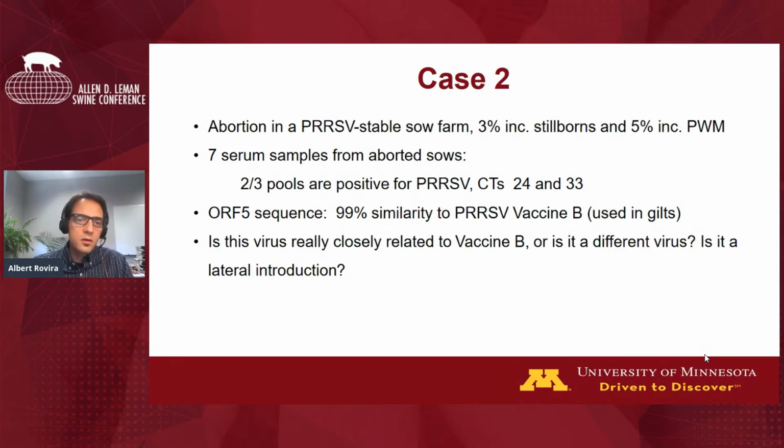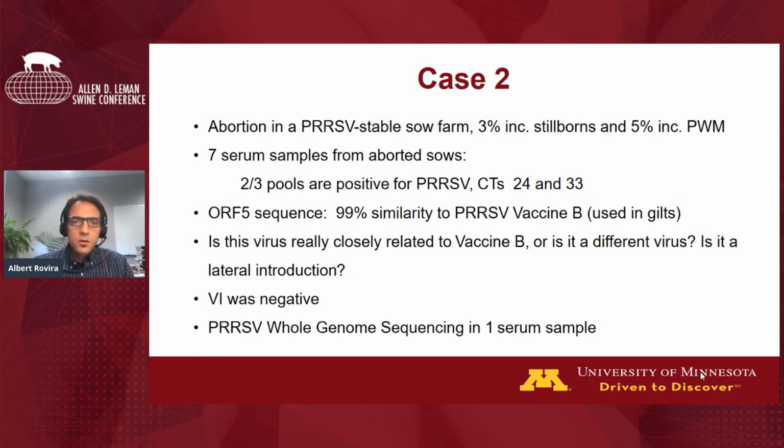So again, the question here is, is this virus really closely related to vaccine B? Or is this a different virus? Is this one of these recombinants? If we look at the rest of the genome, are we going to see that this is really something else? It's really a field virus. And finally, is this a lateral introduction? Again, that's a harder question to answer, but that's always in our minds. In this case, virus isolation was negative, so we did whole genome sequencing from one of the serum samples that was positive.